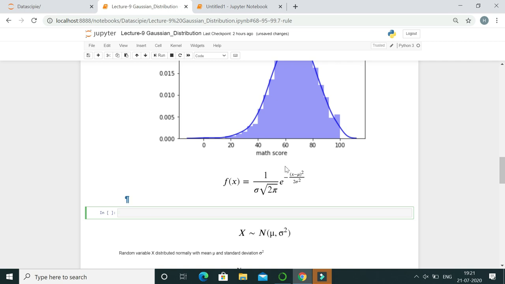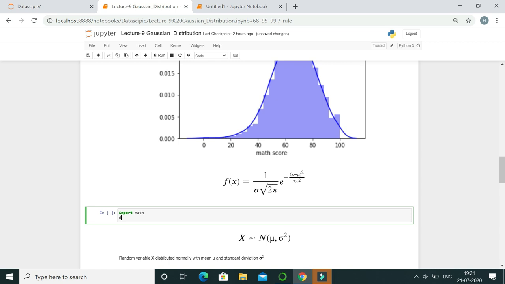For that, first of all, we specify this equation in our Python. First of all, import math, then define our function as fx.